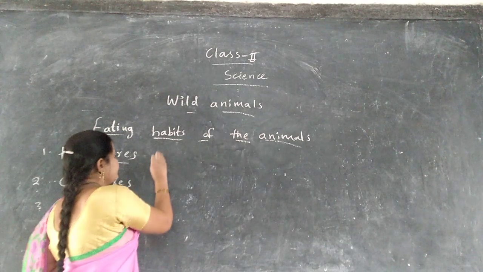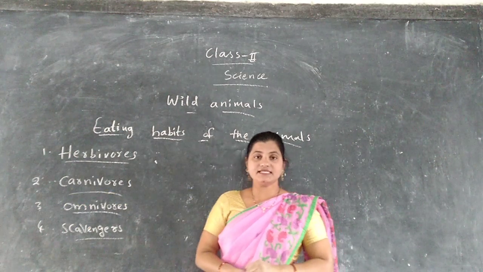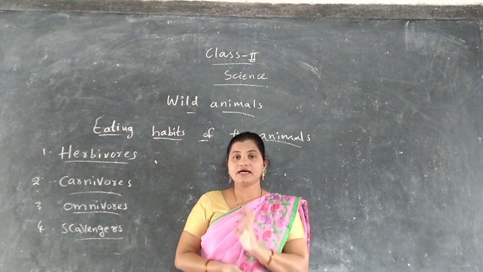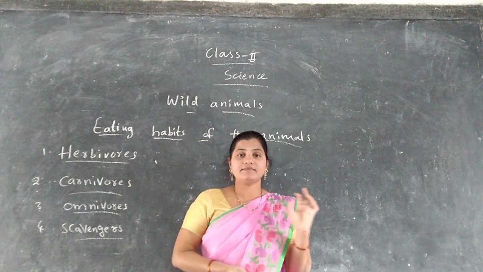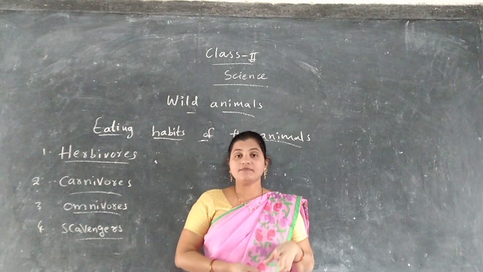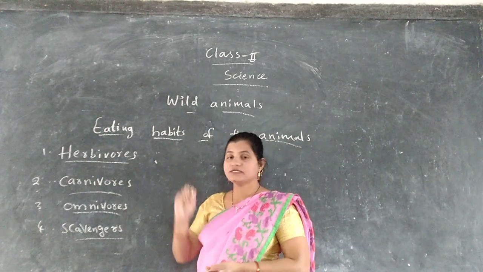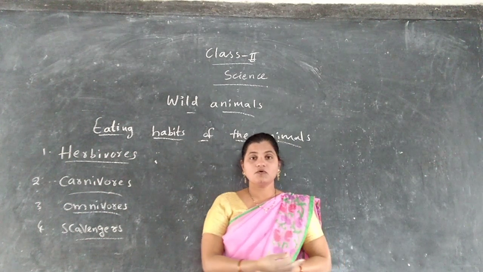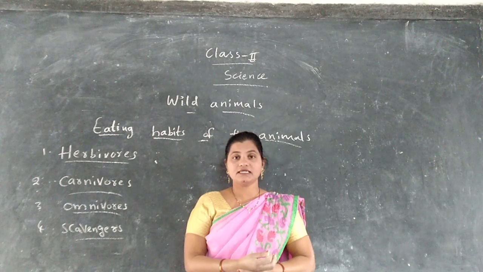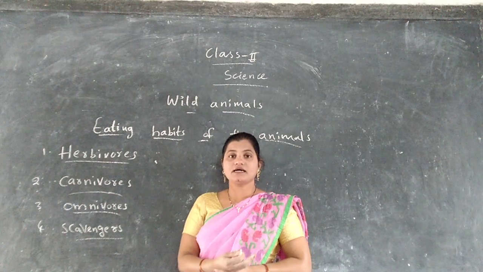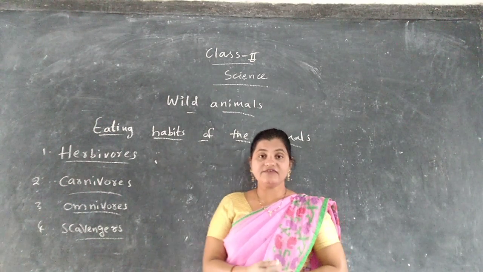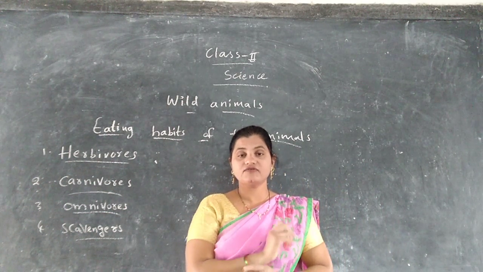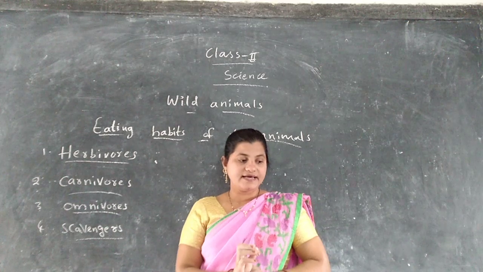First, what are the herbivores? Do you know? Some animals eat only plants and plant products. They won't eat the flesh or meat. Completely they depend on plants and plant products. Such types of animals are called herbivorous animals, or we can call them herbivores. Now we can see cow, goat, buffalo, ox, rabbit, deer, zebra, camel, elephant. These are some animals that depend only on plants for food. Such animals are known as herbivores.